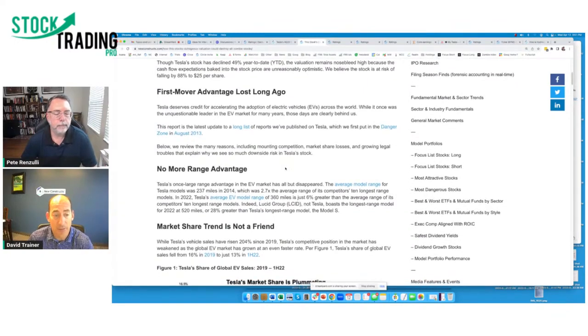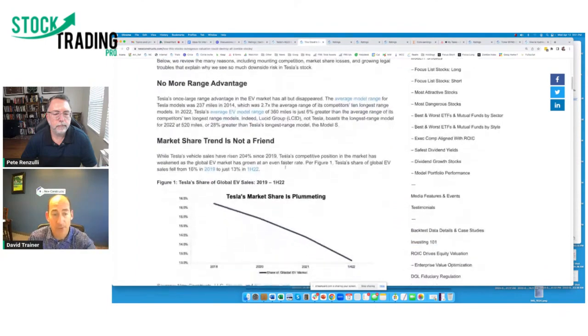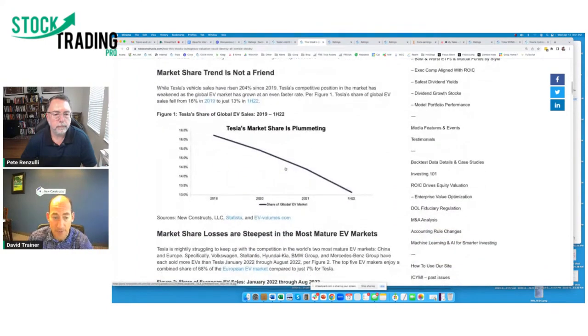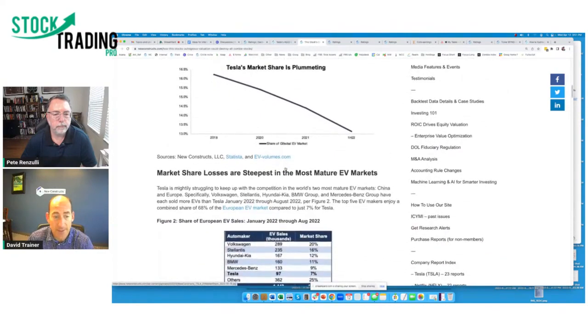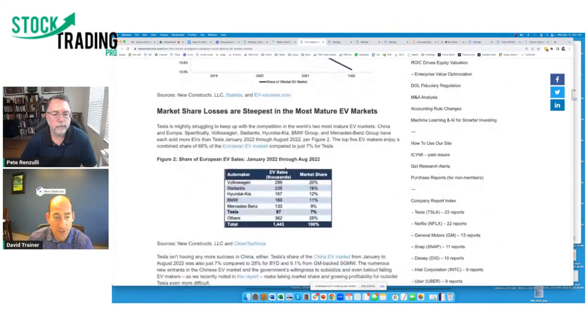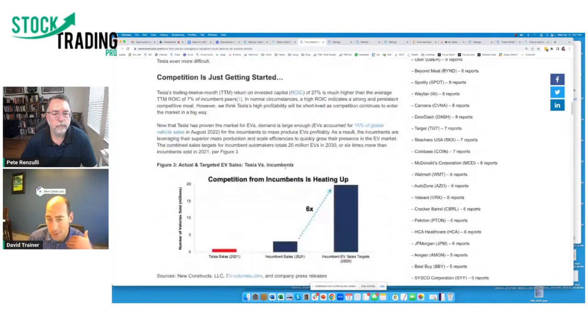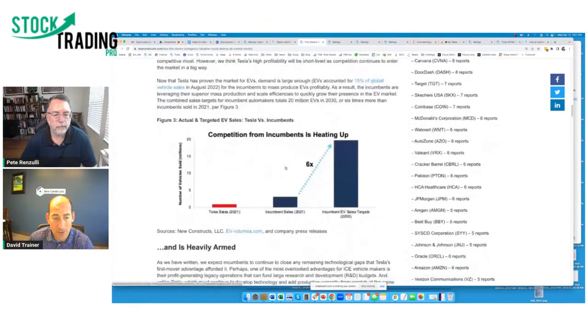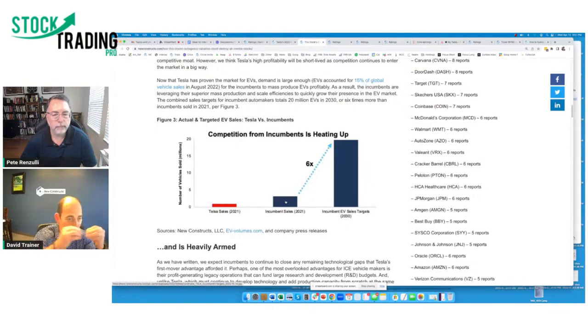And when you look at where things are going from a fundamental perspective, market share is coming down quickly, especially in the mature markets. So competition is going up quickly, and that's a big deal, right? The incumbents in aggregate are already much bigger than Tesla is, and it's not Tesla versus just Ford or Tesla versus just GM. It's versus the world, right?